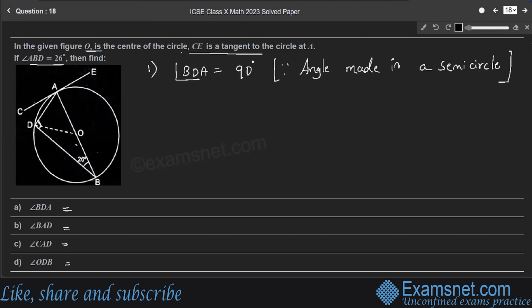So it is always a right angle. Therefore, BDA is 90 degrees. Now consider the next angle, BAD. For that, consider triangle BAD.